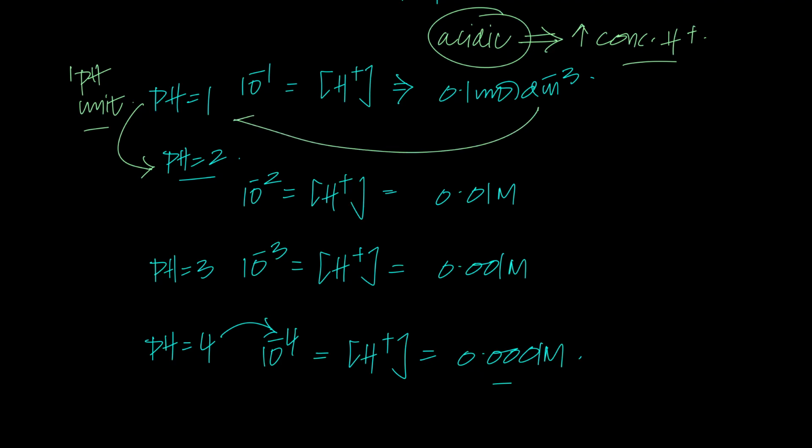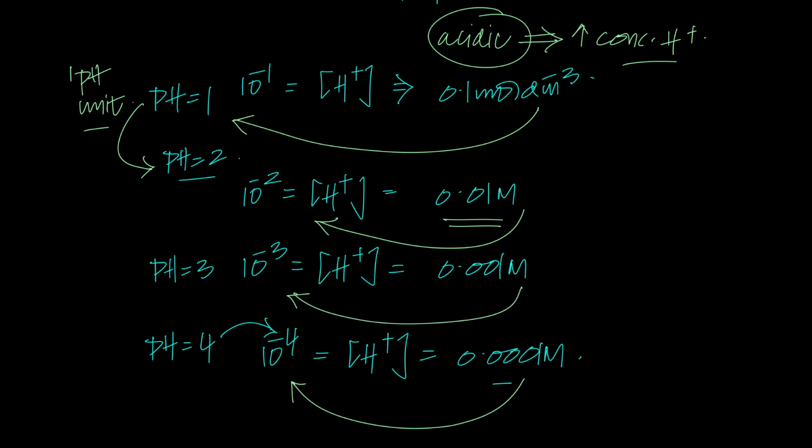you're going to have a lower pH. See, the lower concentration of hydrogen ions results in a higher pH. Isn't that beautiful, right? The lower the concentration of hydrogen ions you have, the higher the pH you're going to have, right?